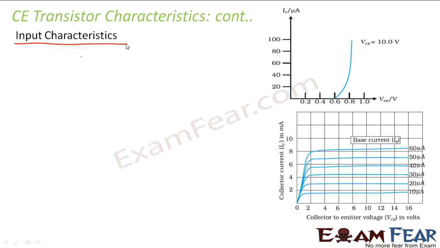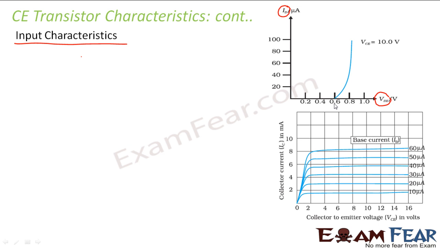So what did we study in the input characteristics? We studied only the input circuit. That means we studied the variation of the input current with the input voltage. So what was our input current? Input current was nothing but IB and the voltage was VBE. That means the potential difference between the base and the emitter. Right? So what did we observe?